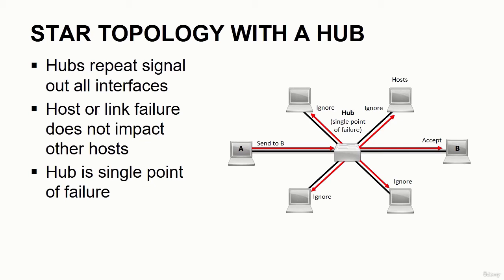Now, on a star topology, the failure of the hub or switch in the center of the network means the entire network will come down. However, the failure of an individual host or the failure of an individual link will not impact the rest of the network. So your single point of failure in a star topology is that central connectivity device, whether it's a hub or a switch.